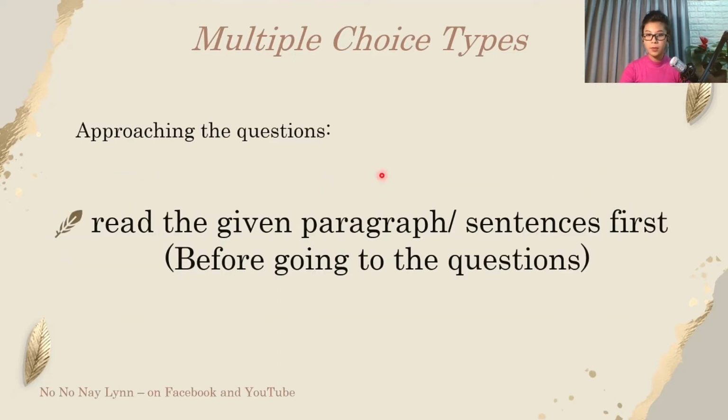Next one, approaching the questions: read the given paragraph or the sentences first. Before going to the questions, we need to read the information first because this is a very effective thing to do, and obviously most people will do that, but anyway, let's keep in mind what to do first. Before actually going to the questions, we need to know what the given information is. By looking at the given information, we analyze it, we spread it into details, and we make notes of it.